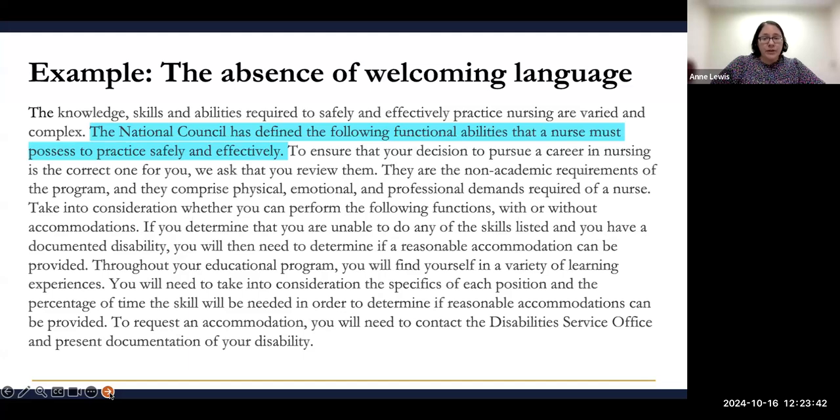Throughout your educational program, you will find yourself in a variety of learning experiences. You will need to take into consideration the specifics of each position and the percentage of time the skill will be needed in order to determine if reasonable accommodations can be provided. To request an accommodation, you will need to contact the Disabilities Service Office and present documentation of your disability."